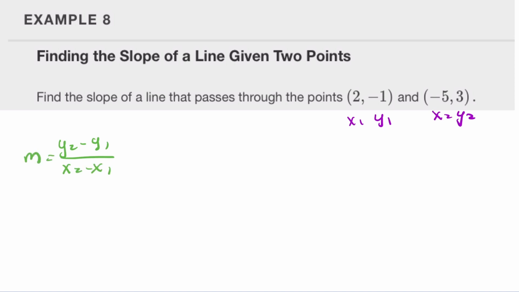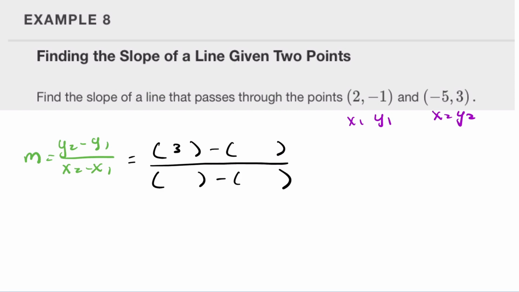Okay. So then if we plug in the corresponding components, our y2 is 3. Our y1 is -1. Notice my use of parentheses. x2 is -5. And x1 is 2. Okay. So on top, double negative. So that becomes 3 plus 1 is a 4. -5 minus 2 is -7. So then we just get a -4/7.